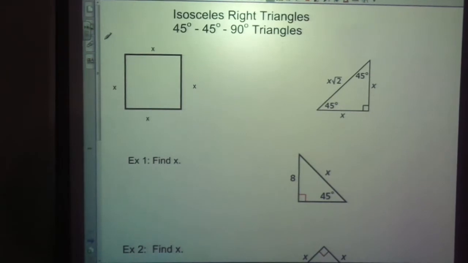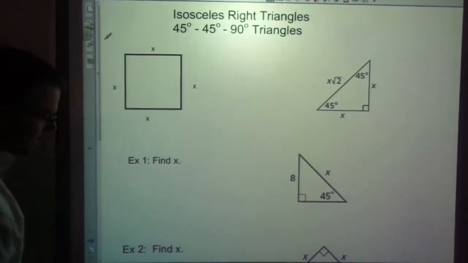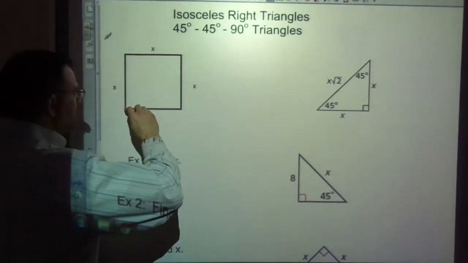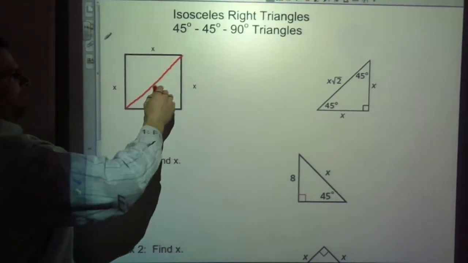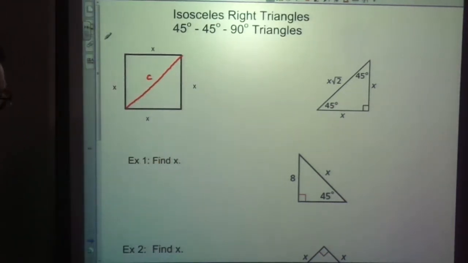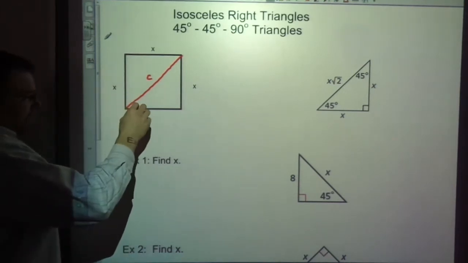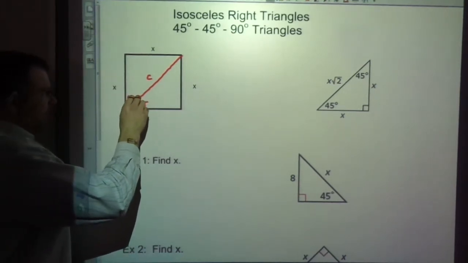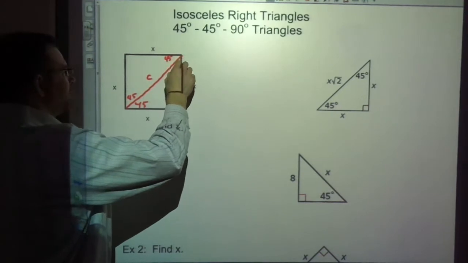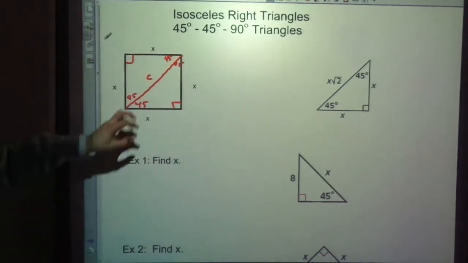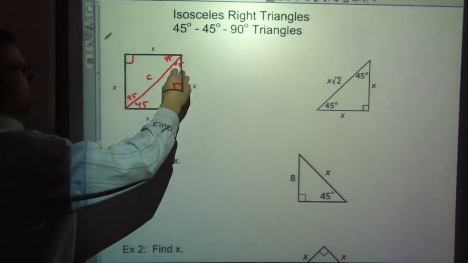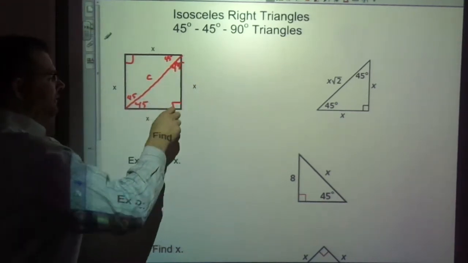And these triangles are special in that they always have certain relationships that make it easy for us to do math problems with. So let's look at this. Let's say we have a square that's x, x, x, x. If I draw the diagonal straight through there, we'll call that the hypotenuse c. This will cut it into 45 degrees and 45 degrees, and it gives right angles here. So this triangle here has 45, 45, 90.